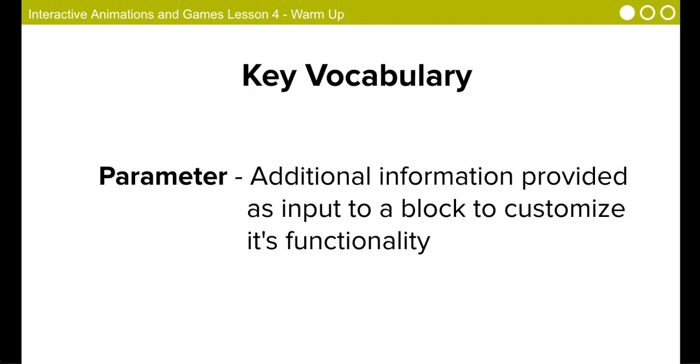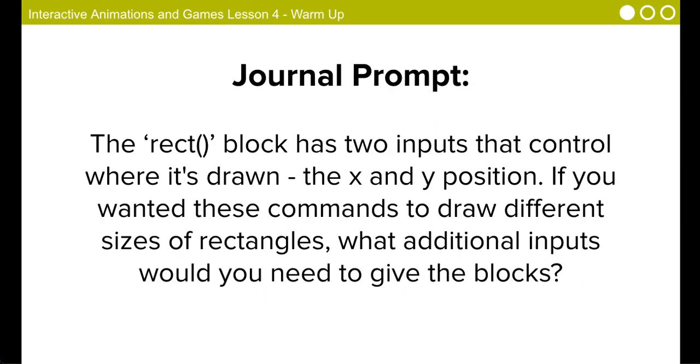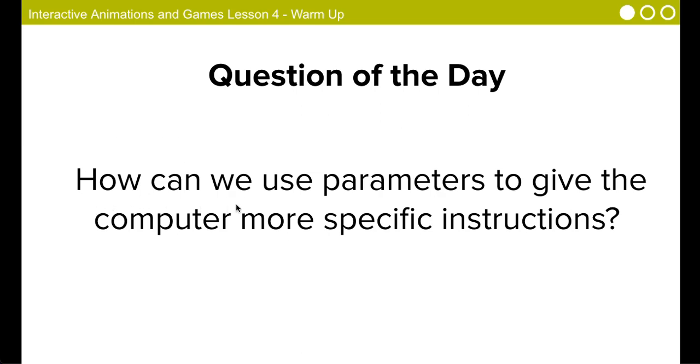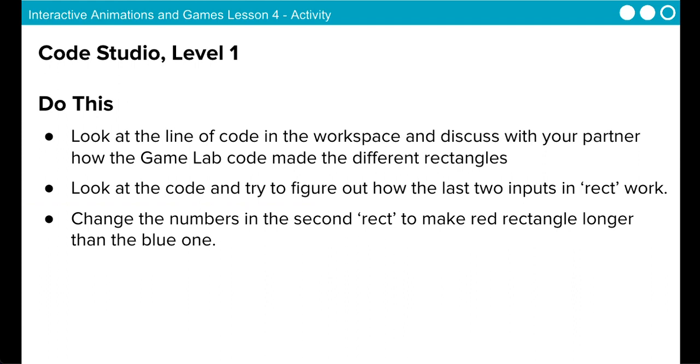Our key vocabulary for this lesson is parameter. A parameter is additional information provided as input to a block to customize its functionality. So if we think about the rect block, anything that goes in between these parentheses, those are parameters. So our question of the day, how can we use parameters to give the computer more specific instructions? No activity guide for this, just the levels on Code Studio.